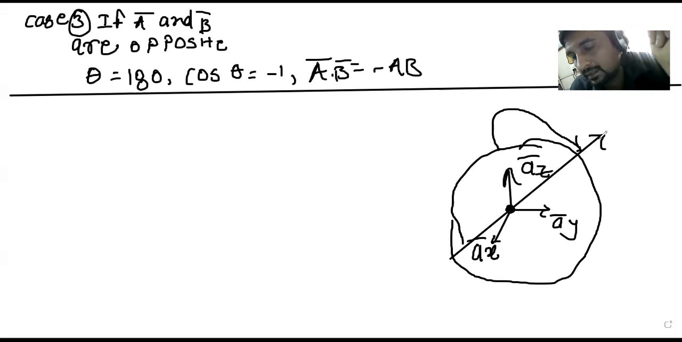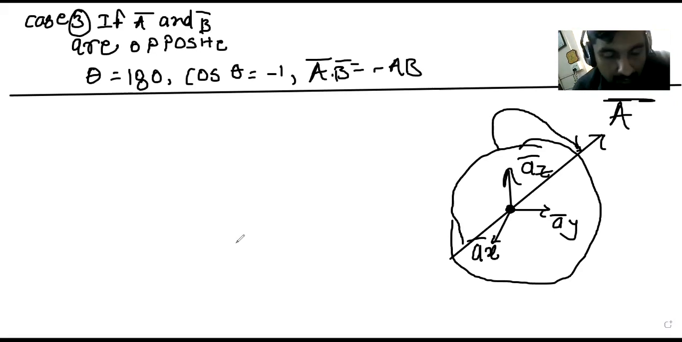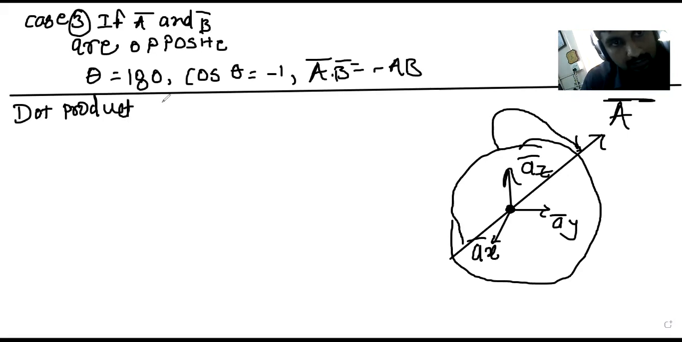If I'm saying this as a vector A bar, this vector A bar is having direction which is given by all those 3 components. So all those three components are nothing but unit vectors for x, y, z. Now I want to find out the dot product between those unit vectors. So I can write here dot product of unit vectors.